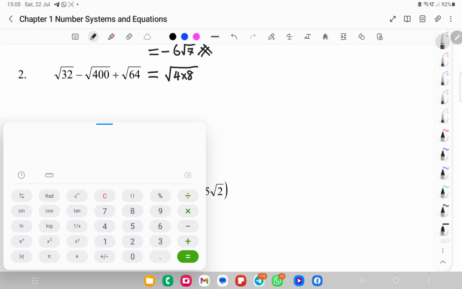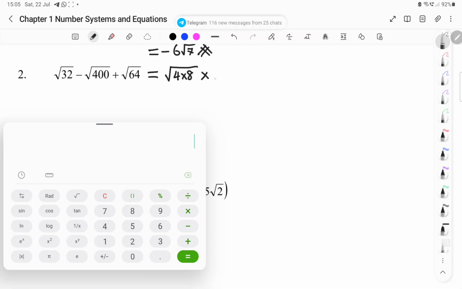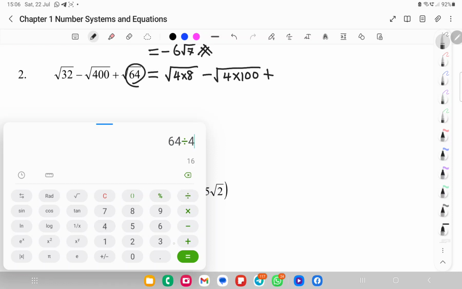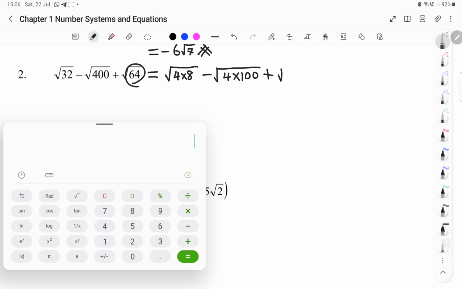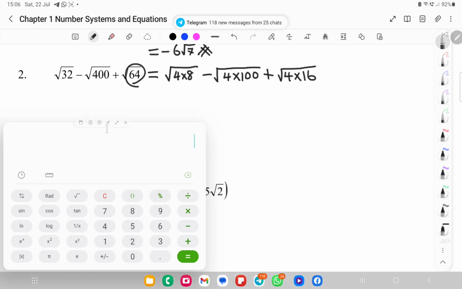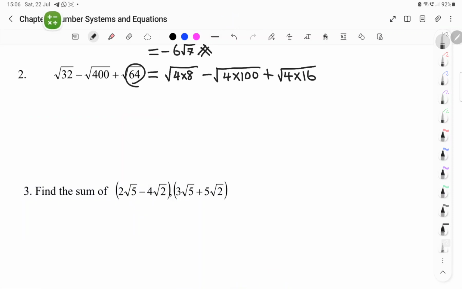And then 400. 400 can be split into 4 multiplied by 100. Sorry, it's a minus at the back in the second term. My bad. So plus 64. 64 divided by 4 is 16. So it's 4 multiplied by 16. Okay, enough lah. We close the calculator already.